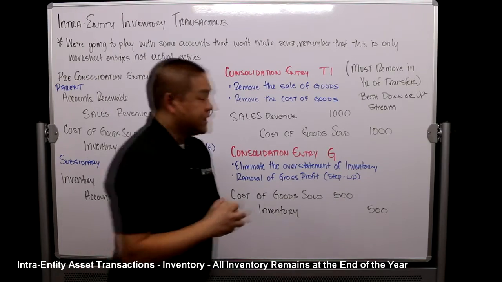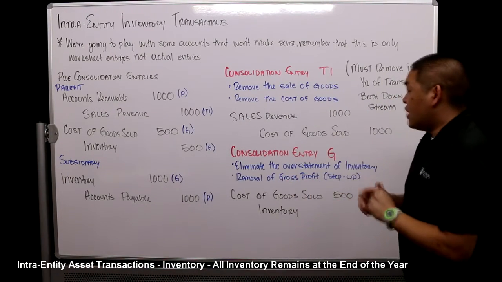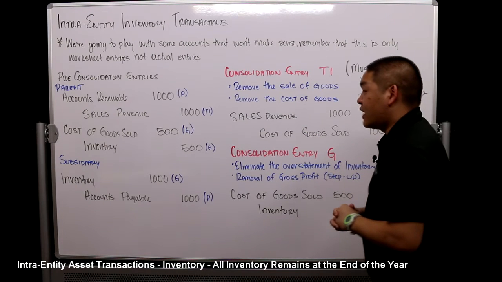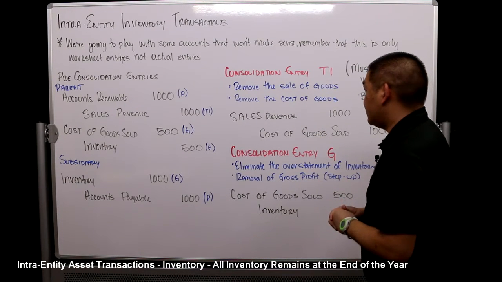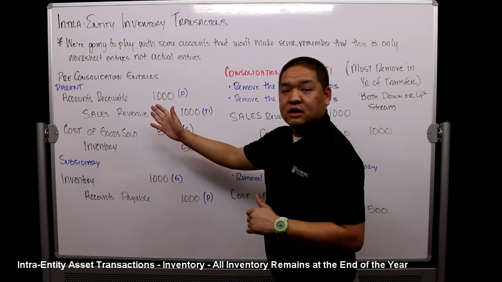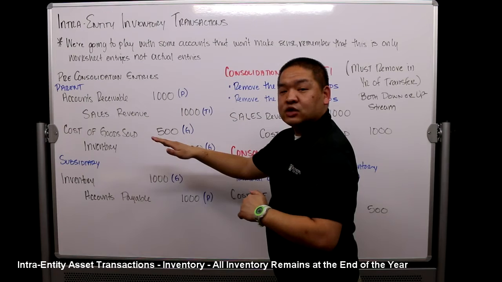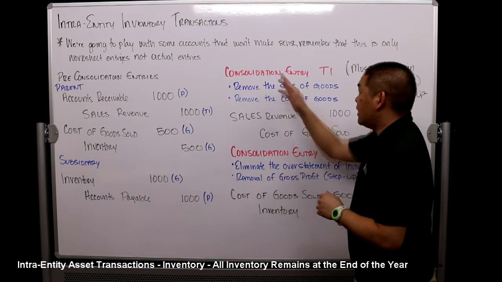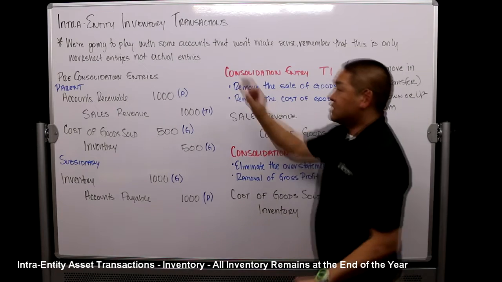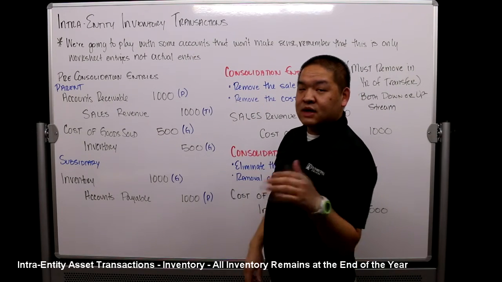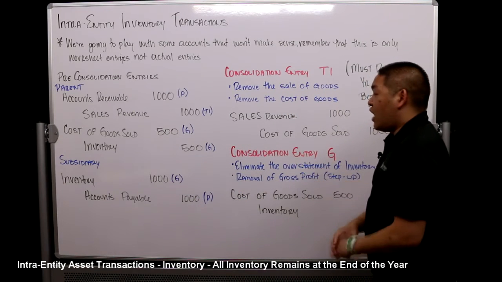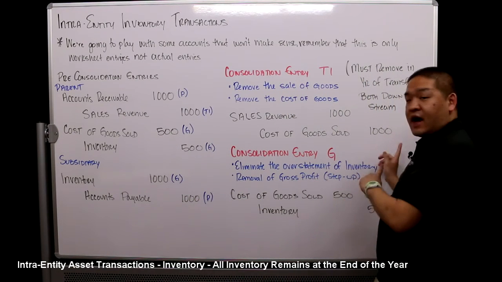Well, the first thing that we're going to do is back out the sales revenues. We're going to back out the sales revenues by debiting sales revenues. Notice if I had a credit here on the parent, the way that I would get rid of sales revenues is I would debit. So for consolidation entry TI, we would debit sales revenues. Now here's this asterisk right here. It may not make sense now, but it will in a minute. We're going to credit cost of goods sold for $1,000.